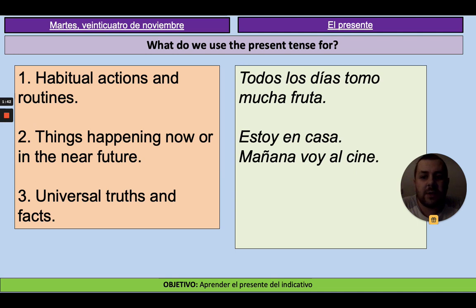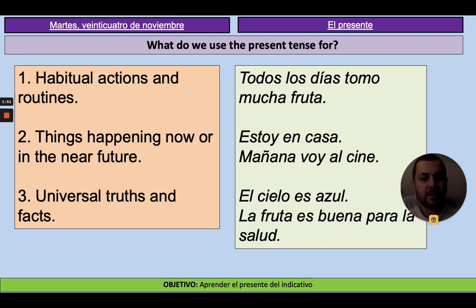And the third one is universal truths and facts, so things that are known to be true. So, for example, el cielo es azul. The sky is blue. La fruta es buena para la salud. Fruit is good for your health.